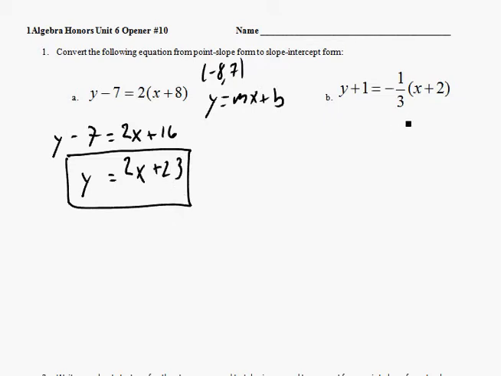Now, let's do something similar here. This time we have a fraction, but the process is quite similar. So, the first thing I will do is distribute the -1/3. -1/3 times x is -1/3 x, and -1/3 times 2 is -2/3. Now I'll subtract 1 from both sides in order to isolate the y.